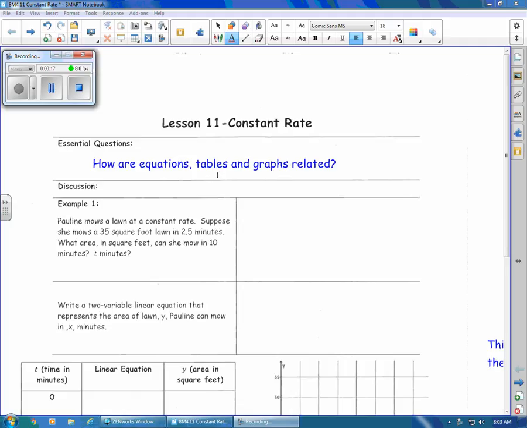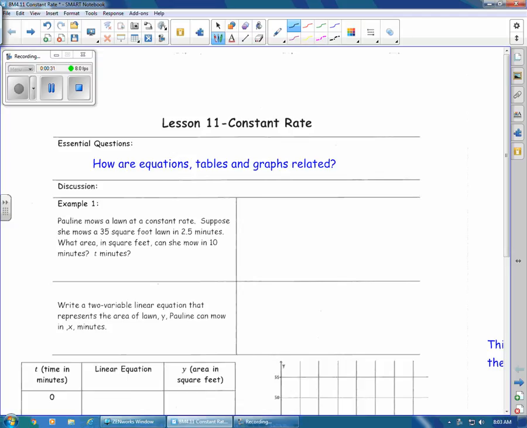So we're going to start off with a story problem, similar to the ones that we did in the last lesson. So Pauline mows a lawn at a constant rate. Suppose she mows a 35 square foot lawn or a section of the lawn in 2.5 minutes. So 35 square feet in 2.5 minutes. What area in square feet can she mow in 10 minutes? So again, we're going to start setting up a proportion to see if we can solve for 10 minutes.